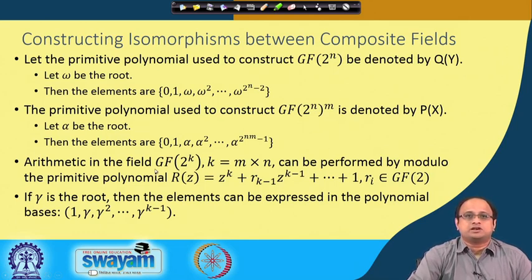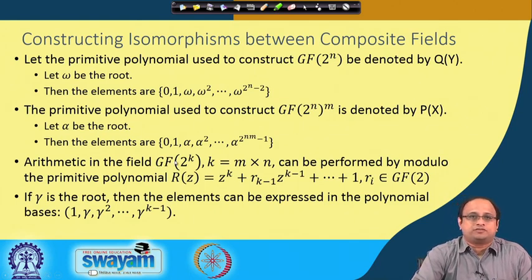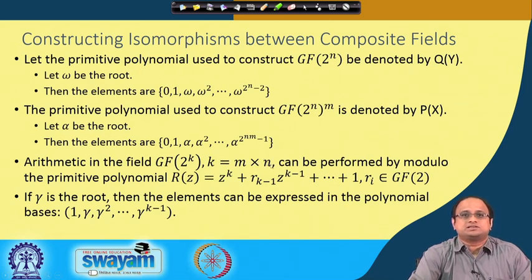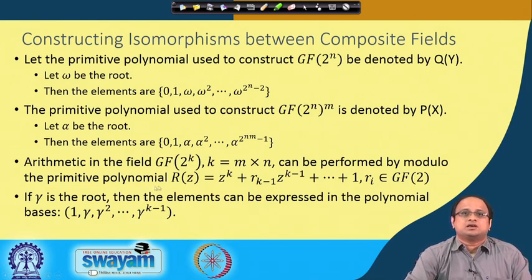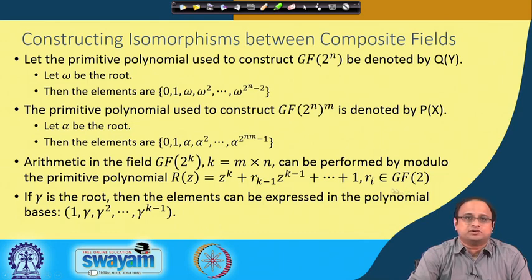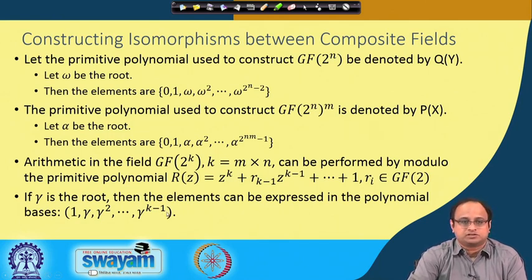Now I want to define arithmetic in the field GF(2^k), which is my original target field, where k is equal to m into n. This can be performed modulo the primitive polynomial R(z). What is R(z)? R(z) is z to the power of k plus r_{k-1} z to the power of k minus 1, plus so on, till 1, where each of these r_i belongs to GF(2). That means they are either 0 or 1. Again, if gamma is a root of this polynomial, then elements can be expressed in the polynomial basis like 1, gamma, gamma square, so on till gamma to the power of k minus 1, as we have seen in the previous discussions.